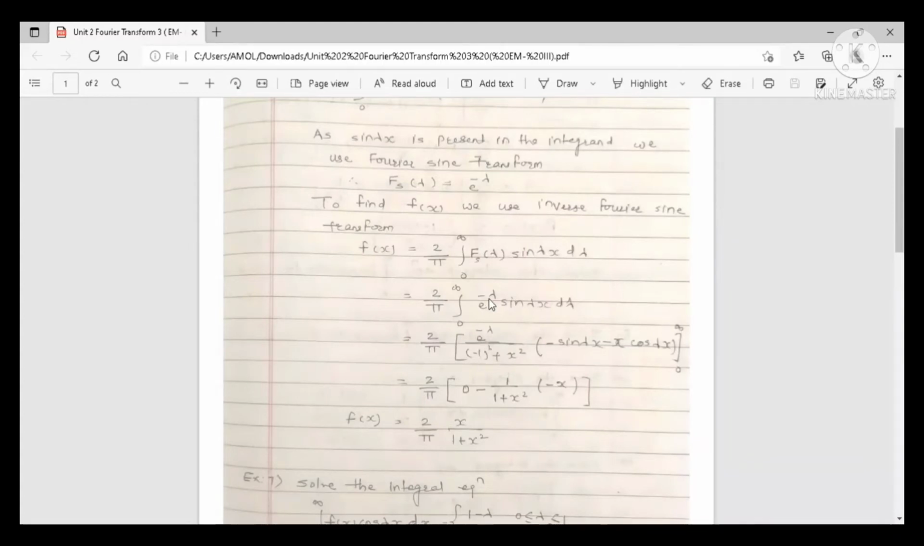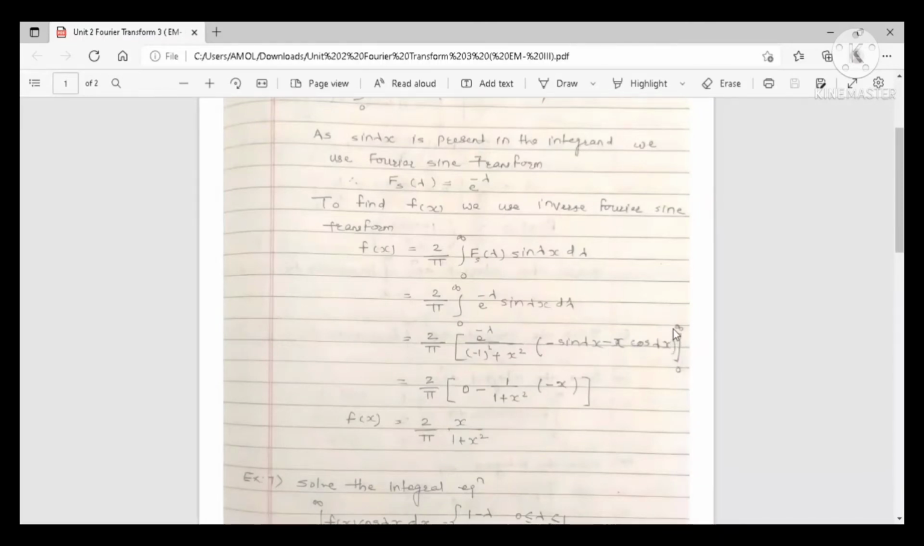A is here -1, so square of -1 squared plus b is x, so square of x is x square. Write in bracket a sin bx. A is -1, so -1 into sin lambda x, minus sin for the second term because of the formula, into b cos bx. B is x, so b cos lambda x. Bracket complete, and the limit 0 to infinity.